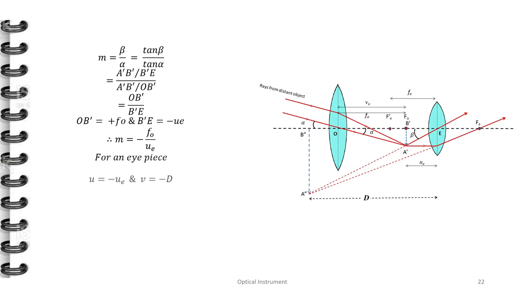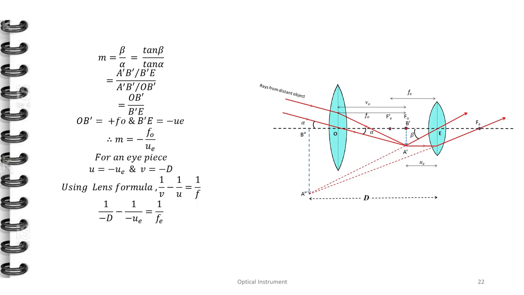For an eyepiece, u equals minus uE and v equals minus D. By using the lens formula, we can write 1 upon fE equals minus 1 upon D minus of minus 1 upon uE. Hence we obtain 1 upon uE equals 1 upon fE in bracket 1 plus fE by D, and the magnifying formula becomes equals minus fO upon fE in bracket 1 plus fE by D.